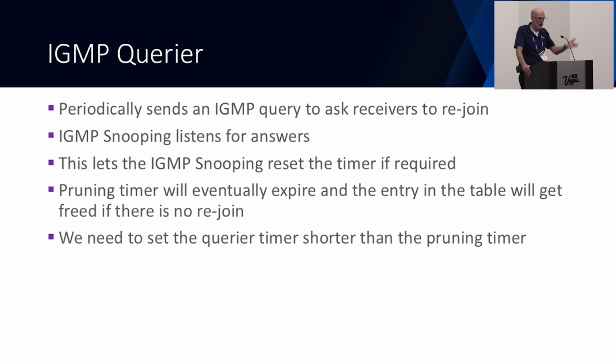So we need to set that query timer shorter than the pruning timer. That's one of the things that I see very often. People configure the snooping timer to a number, and then the query interval is longer than that. What happens then is you join, you see the signal, and all of a sudden the signal disappears. What happened? And then it comes back. It comes back because the querier did a query, your system said, oh, I still need it, but it was too late. It got pruned just before.